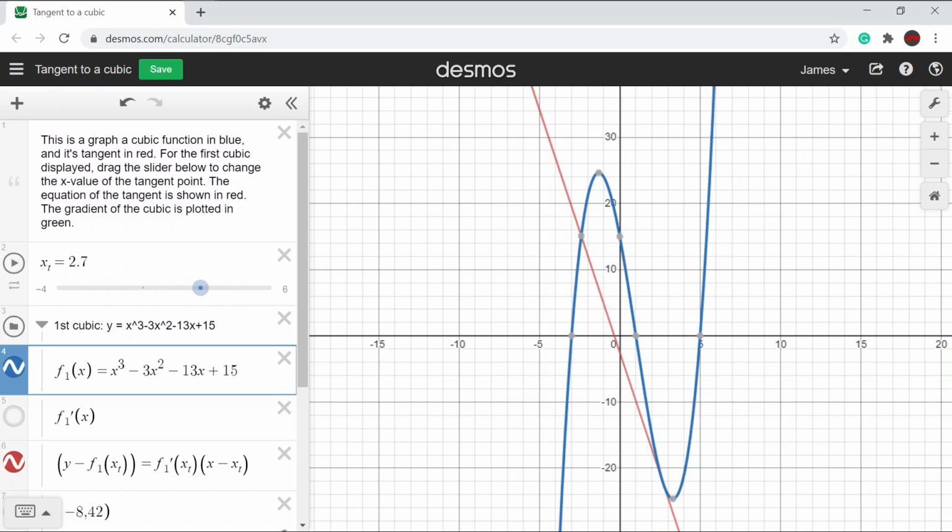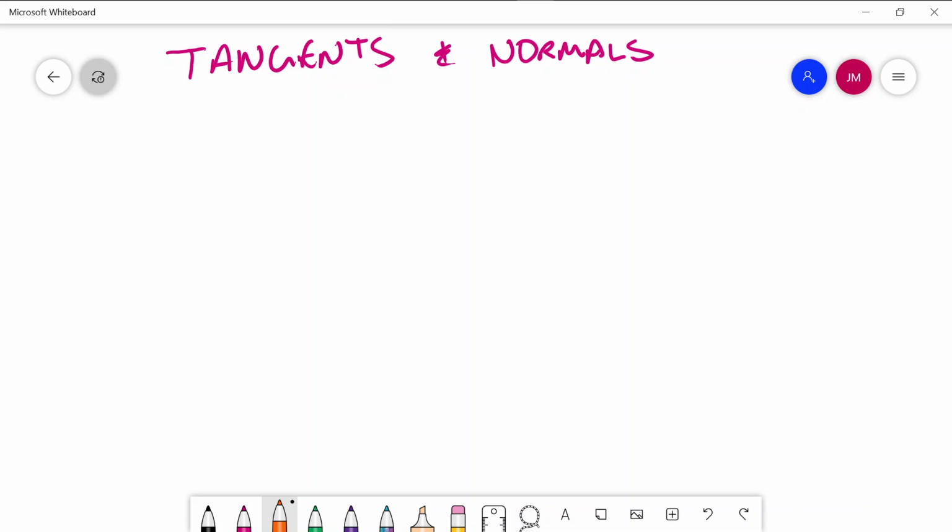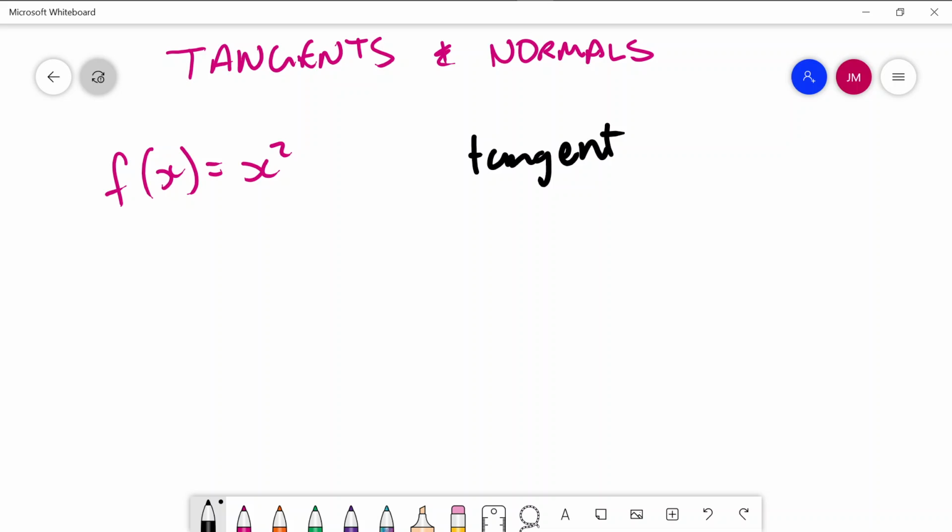So let's look at a more simplistic example. If I was to give you the function f of x equals x squared, nice easy parabola, we'd say, well, to find the tangent at the point 2, 4. Alright, so let's pretend that's our question. First thing we have to do is, well, we know the tangent, no matter what graph we start with, is going to be a straight line. It's going to be a linear equation.